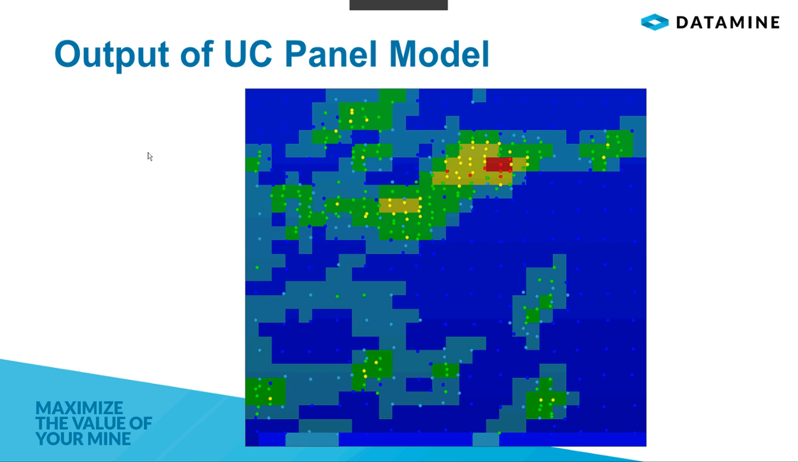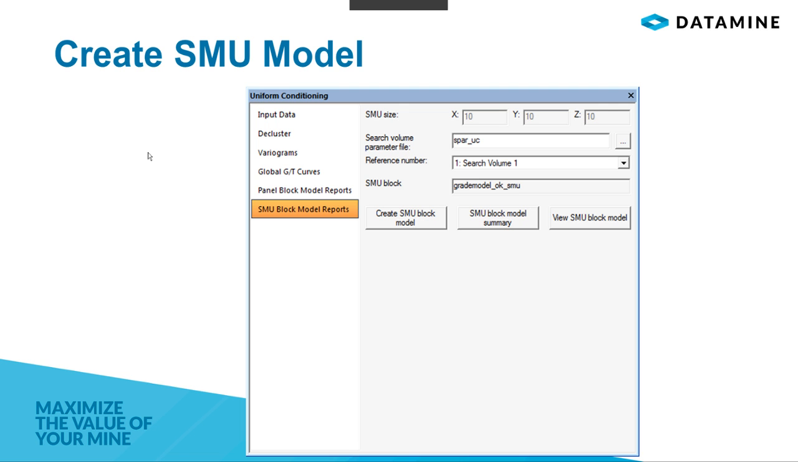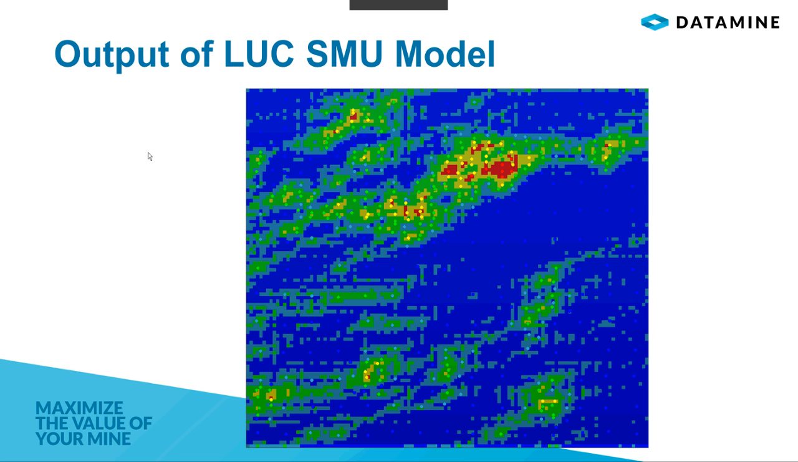So the final part of the uniform conditioning wizard is to carry out localized uniform conditioning. And this will essentially, in the background, create a plot model at the SMU size, and then it will calculate the local uniform conditioning grade into that plot model. It looks something like this in this particular case. So you can see there's far more granularity in the data if we compare that against the ordinary kriging.